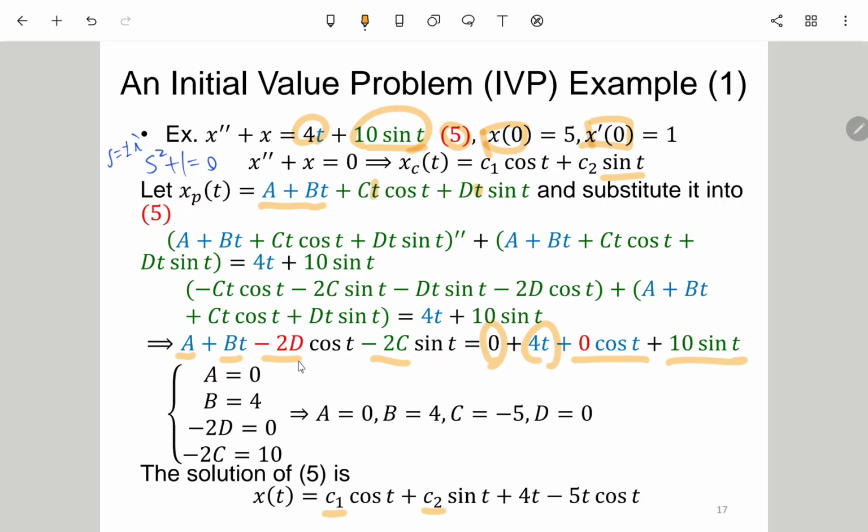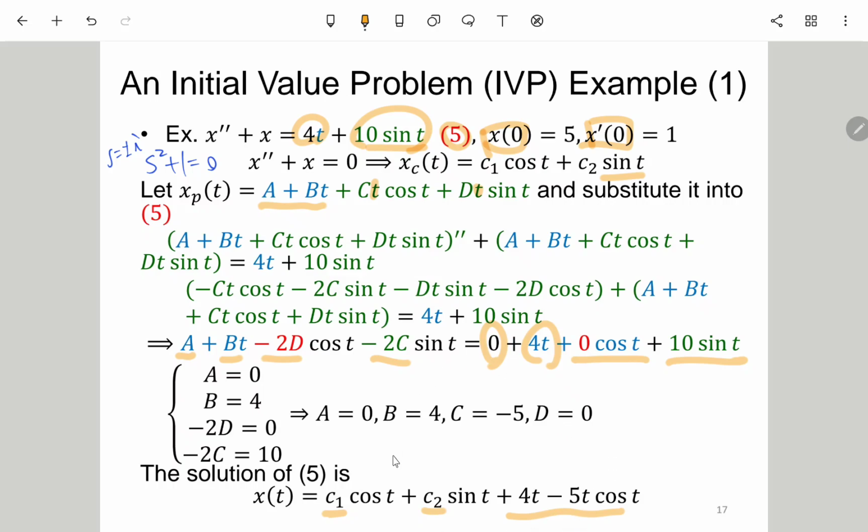Okay, and then we try to compare the coefficients. So we get a equals 0, b equals 4, negative 2d equals 0, negative 2c equals 10. So finally you get a to be 0, b to be 4, c to be negative 5, d to be 0. So we just plug these 4 values back into xp. Okay, so this is the particular solution, with only 2 terms because 2 of these variables are 0. So we only get 4t minus 5t cosine of t.